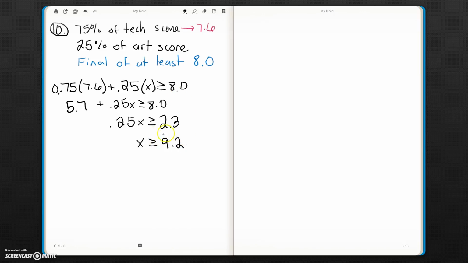Okay. Now, this is fine, this is correct, but we need to relate this back to the problem. Alright? So we're talking about a gymnastics score. So this means that the gymnast needs at least a 9.2 art score, okay, in order to achieve their goal of an 8.0 total.